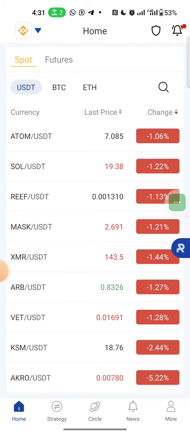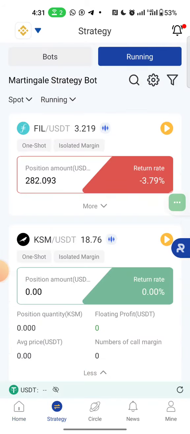So where do you see the coin you are trading? You tap on strategy, and then you tap running. So when I tap here on strategy on running, you can see I have KSM in here, but it is green because it is waiting for the market to get to $3.